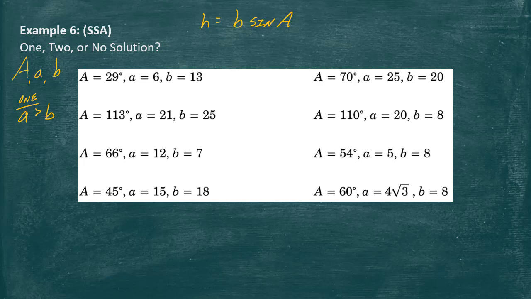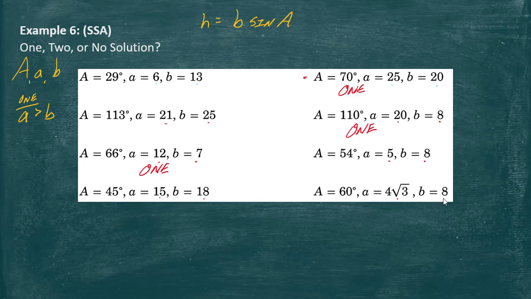So let's try and identify all of those cases where that's happening. Let's look for an A that's bigger than B, and just skip all of the other ones. So 6 is not greater than 13, so that's not a one solution. 25 is bigger than 20, so I would go ahead and say that yes, that's going to be one solution for this one here. Let's see, 21 bigger than 25, that's not true. 20 bigger than 8, yes, that's one solution. 12 bigger than 7, yes, that's one solution. 5 bigger than 8, no, it's not. 15 bigger than 18, no, that's not.